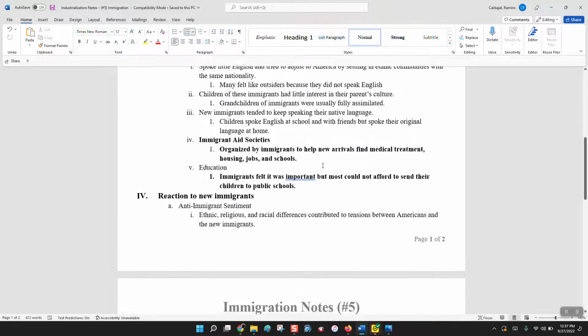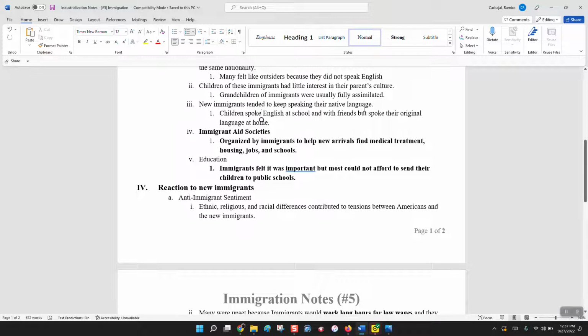Now, these immigrants, though, the biggest problem is they tended to keep speaking their own language and they didn't want to speak English at home. So it was harder for them to understand the American culture, and therefore they're going to get into some issues with Americans because they don't speak English.